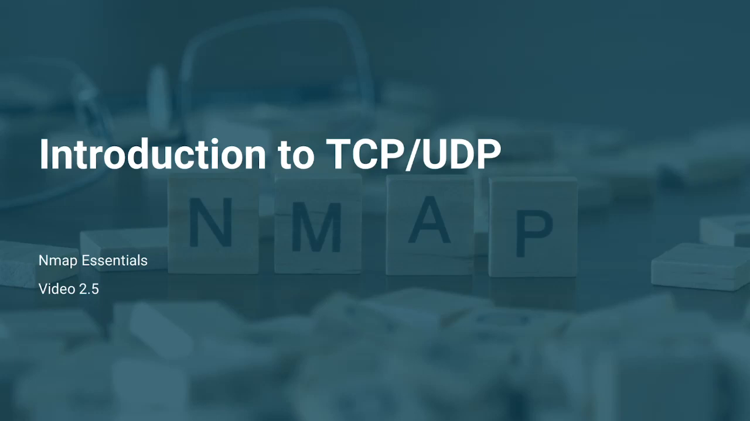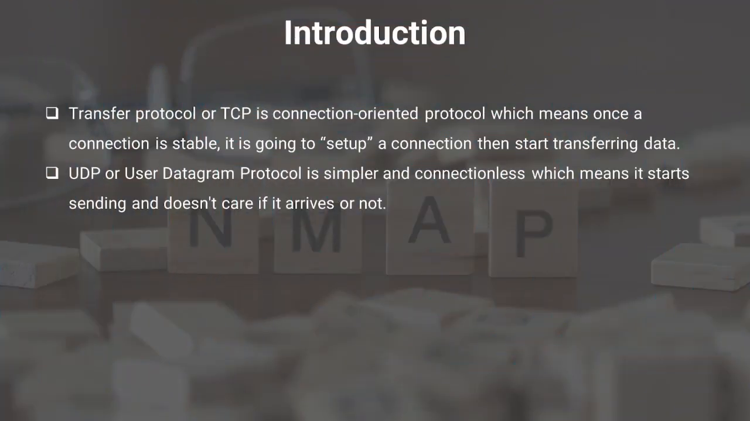In this video, we're going to have an introduction to TCP and UDP. Transmission Control Protocol, or TCP, is a connection-oriented protocol, which means that once a connection is established, it sets up a connection and starts transferring the data. And UDP, or User Datagram Protocol, is simpler and connectionless, which means it starts sending and doesn't care whether it arrives correctly or not. I tried to make it simple for you.